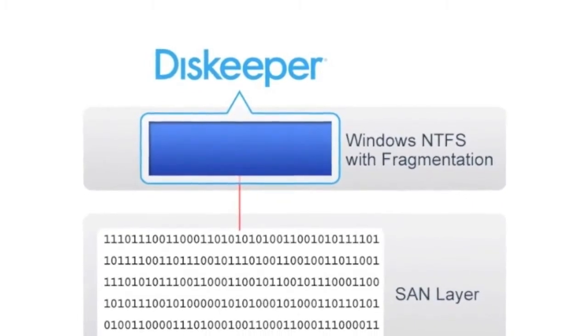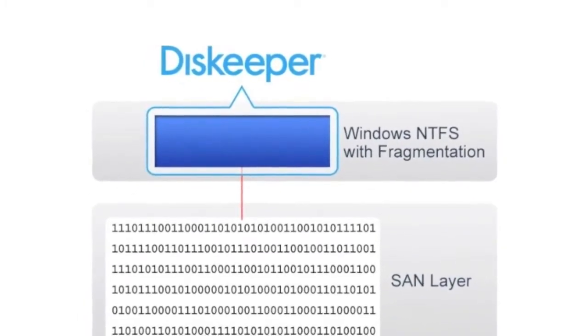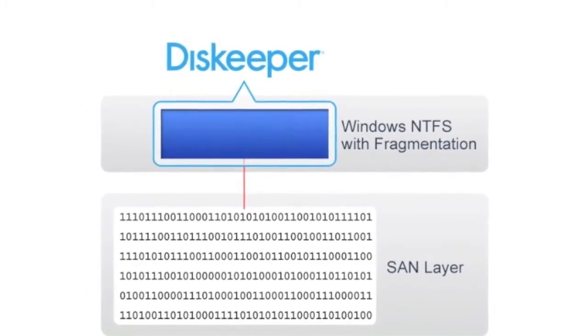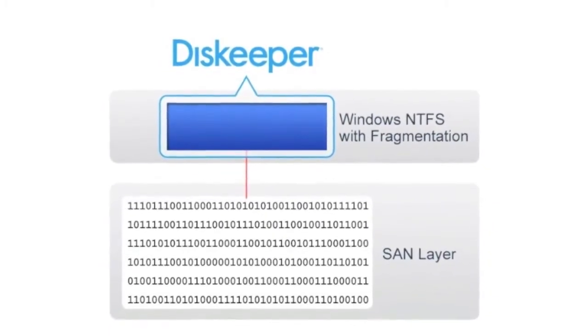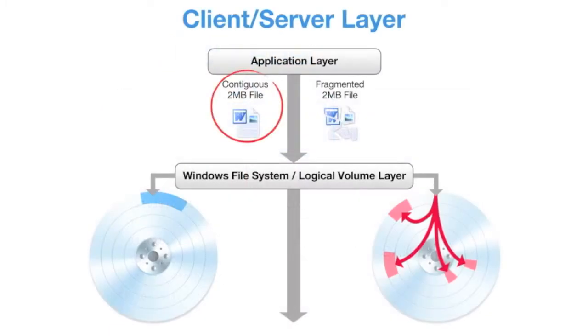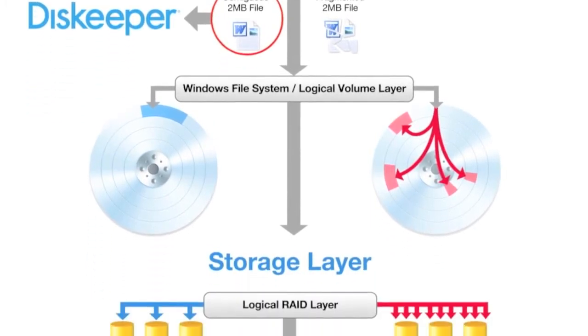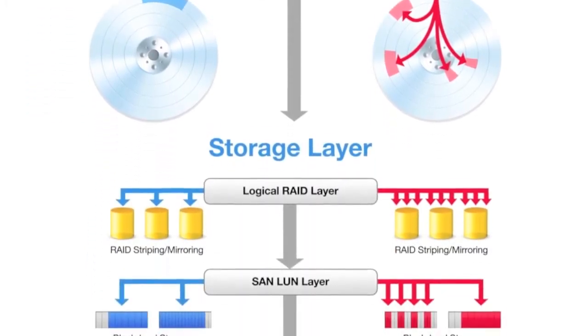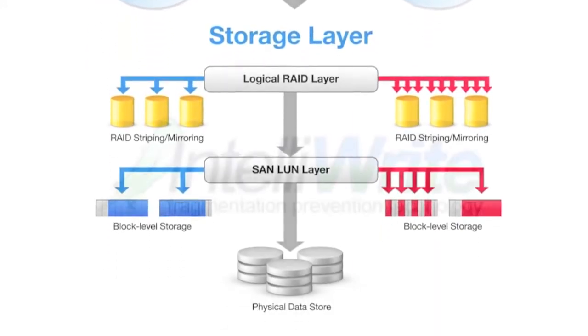With contiguously written files, less logical I/O requests are sent to lower storage levels, increasing the I/O performance at each layer. It's important to remember that Diskeeper never intrudes into the SAN layer. All proprietary SAN practices for handling write and file organization are untouched by Diskeeper.